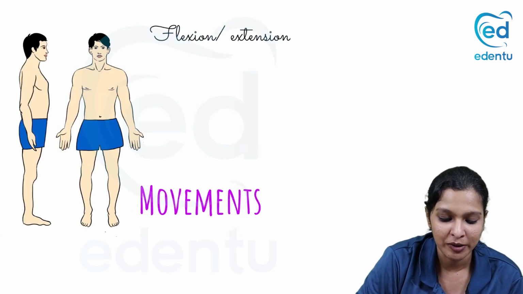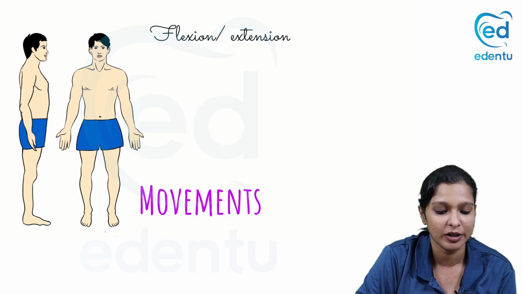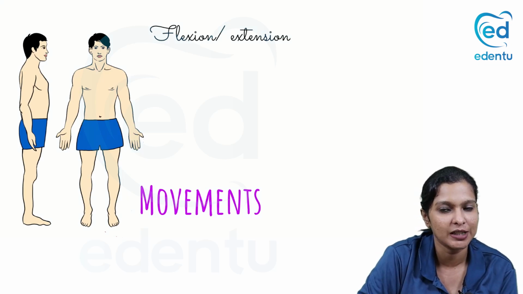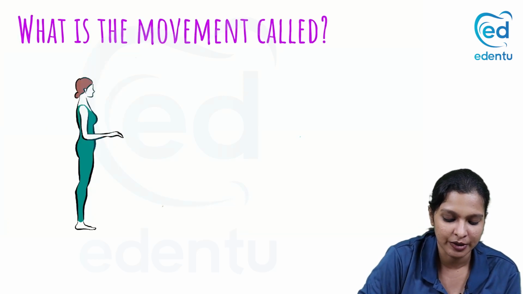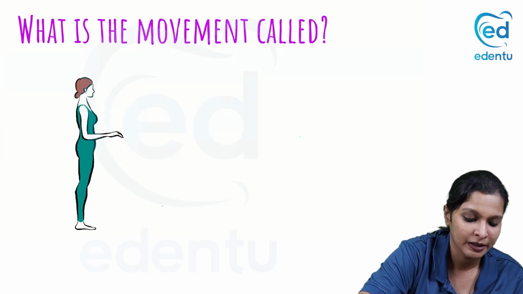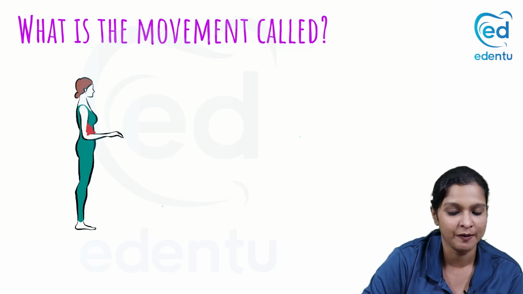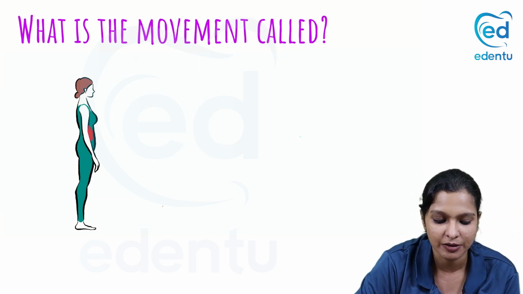The next pair of movement that we'll be seeing is flexion versus extension. We already saw what it is. Decrease in the angle of any joint is called flexion, and increase in the angle is called extension. So here you can see the upper limb, the elbow joint angle is this much. It is decreased. So this is called flexion, and when it goes down like this, the angle is increased. So this is called extension.